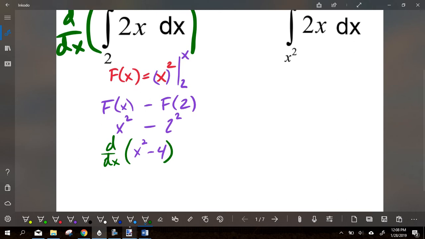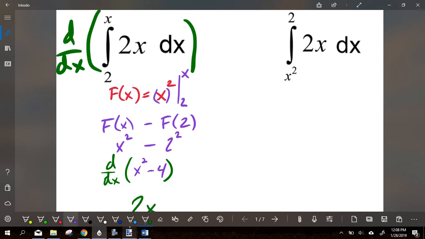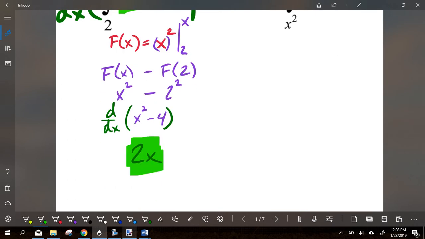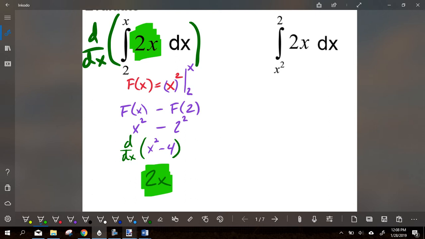It would just get me 2x. Look what I started with. Look what I ended with. I just took the antiderivative and then the derivative. Guess what happens when you do the antiderivative and then you take the derivative of it? They cancel out. They're the original. The 2 and the x are the key here. The antiderivative, the derivative, you're just in a cycle. You're going back and forth between the two.